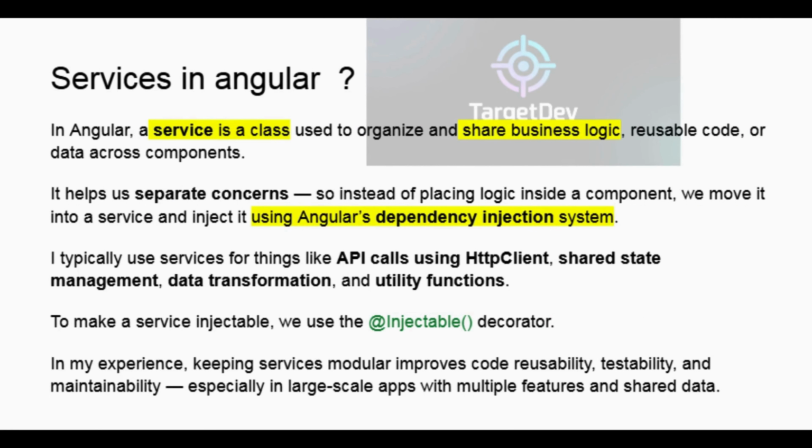In Angular, a service is a class used to organize and share business logic, reusable code, or data across components. It helps us separate concerns. So instead of placing logic inside a component, we move it into a service and inject it using Angular's dependency injection system. I typically use services for things like API calls using HttpClient, shared state management, data transformation, and utility functions. To make a service injectable, we use the @Injectable decorator.